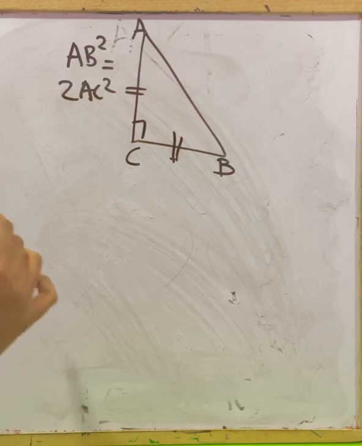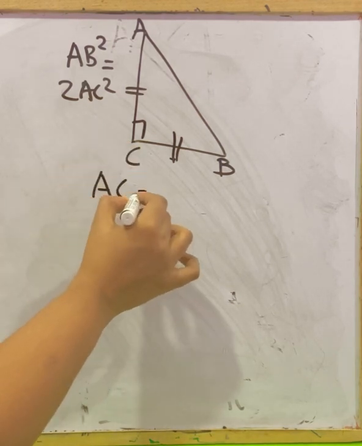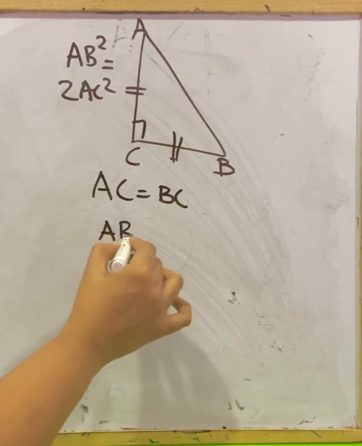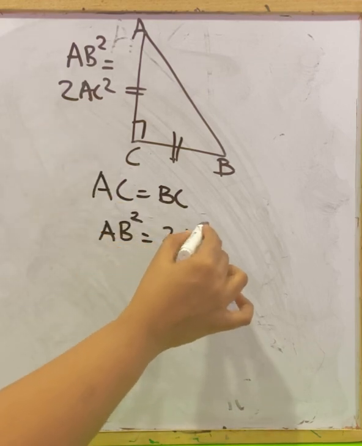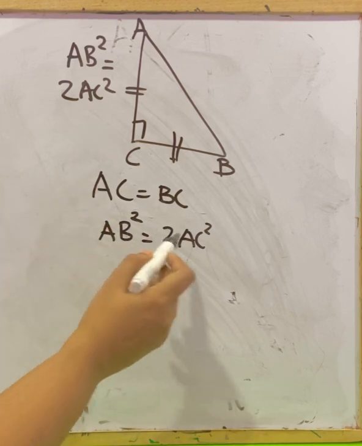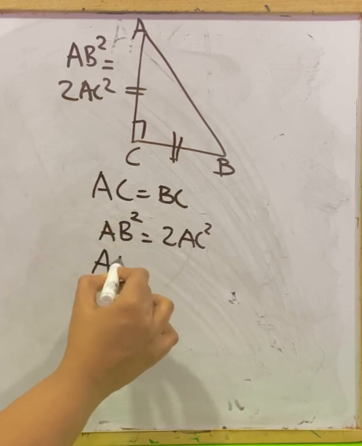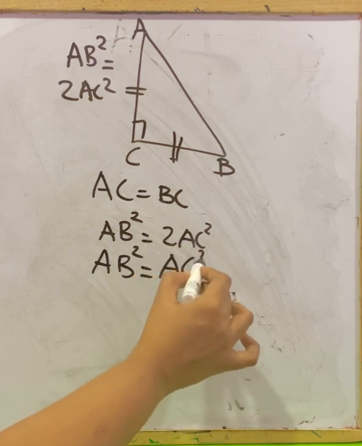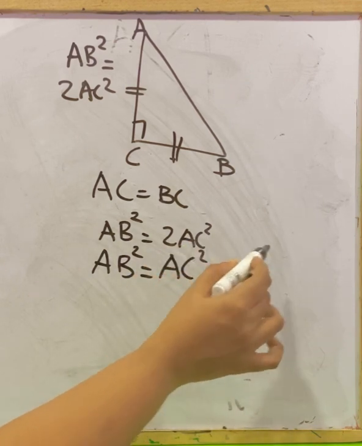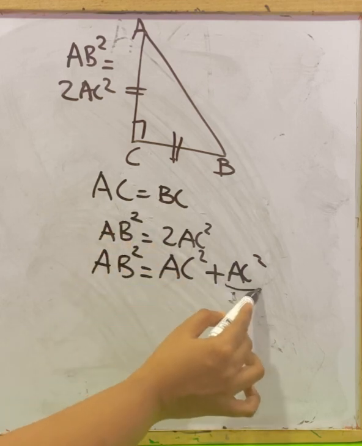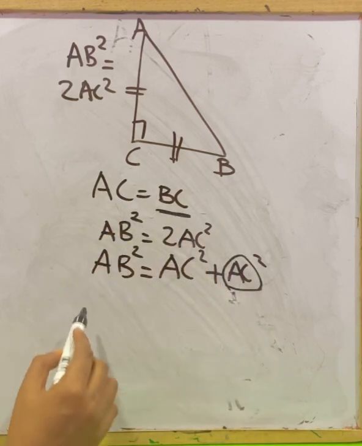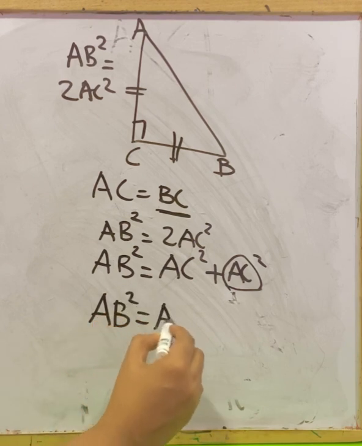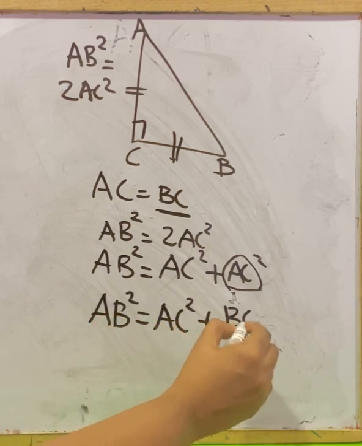So in this it is given AC equal to BC and here AB square is equal to 2AC square. These are given in the question. Now let us split this. AB square is equal to 2AC square. We can write it like AC square plus AC square. Now instead of one AC we will substitute BC. So this becomes AB square is equal to AC square plus BC square.